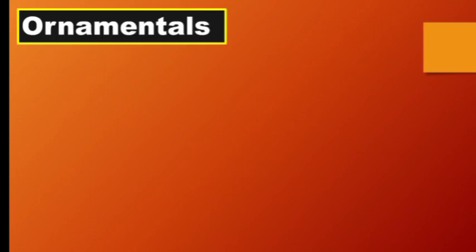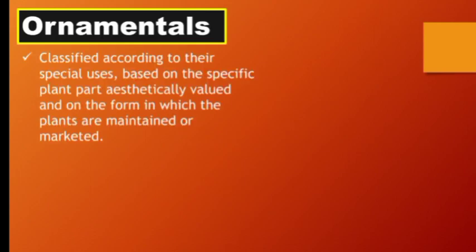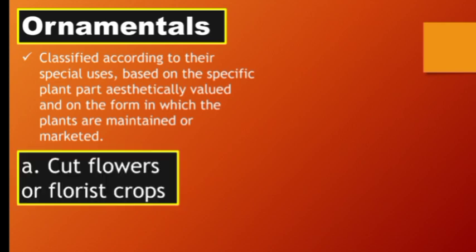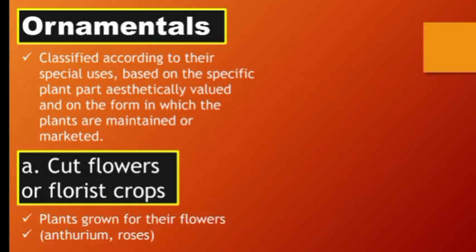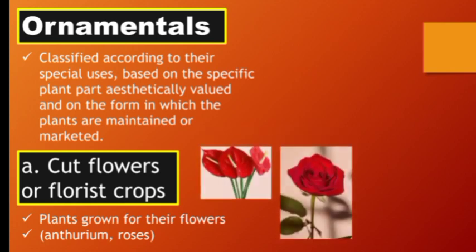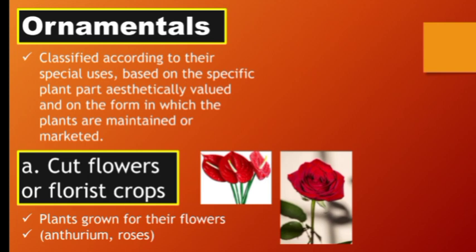And for the ornamentals, which are classified according to their special uses based on the specific plant part, aesthetically valued, and on the form in which the plants are maintained or marketed. First is cut flowers, or the florist crops, which are plants grown for their flowers, like anthurium, roses, and others. The daffodils, the tulips.